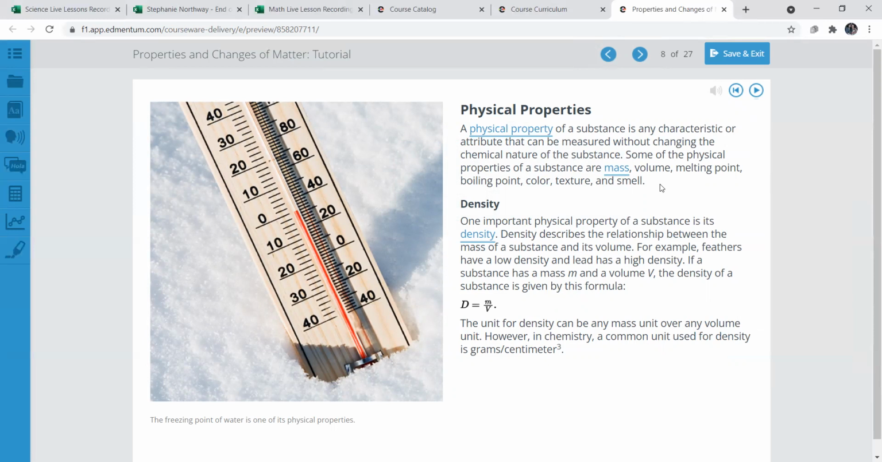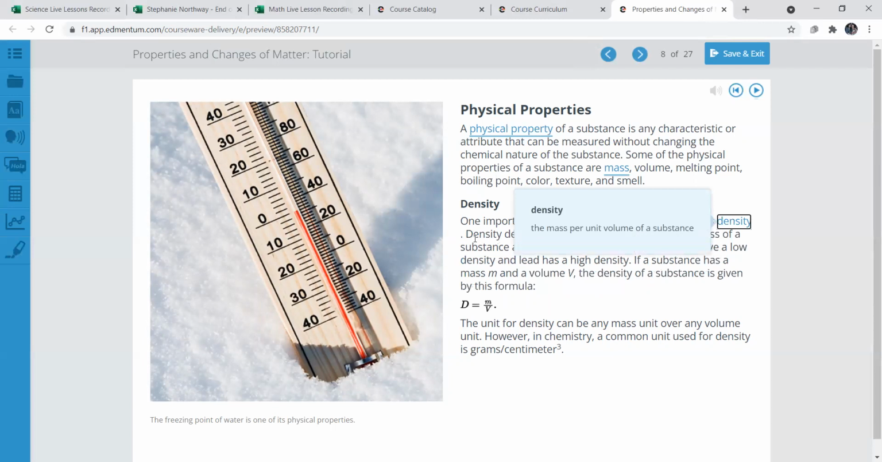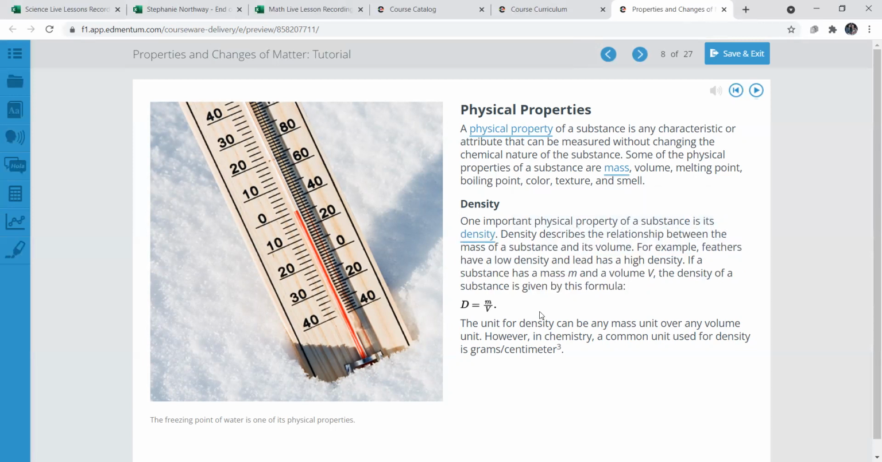Density. Okay, in a quick mini lesson I've shown you how to calculate the density with the formula and a math problem, but we'll just get into it a little bit deeper right here. Density, the definition, the mass per unit volume of a substance. Okay. So density describes the relationship between the mass of a substance and its volume. That's why it's mass divided by volume. For an example, there's an example here.